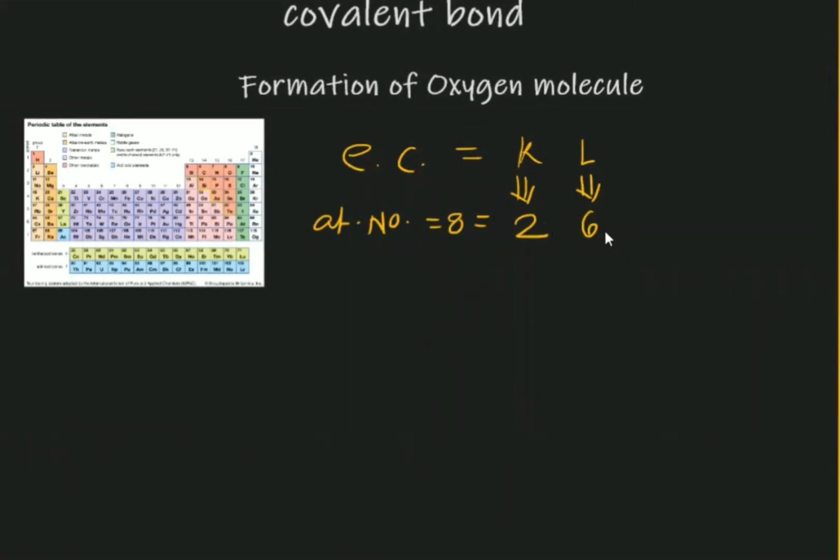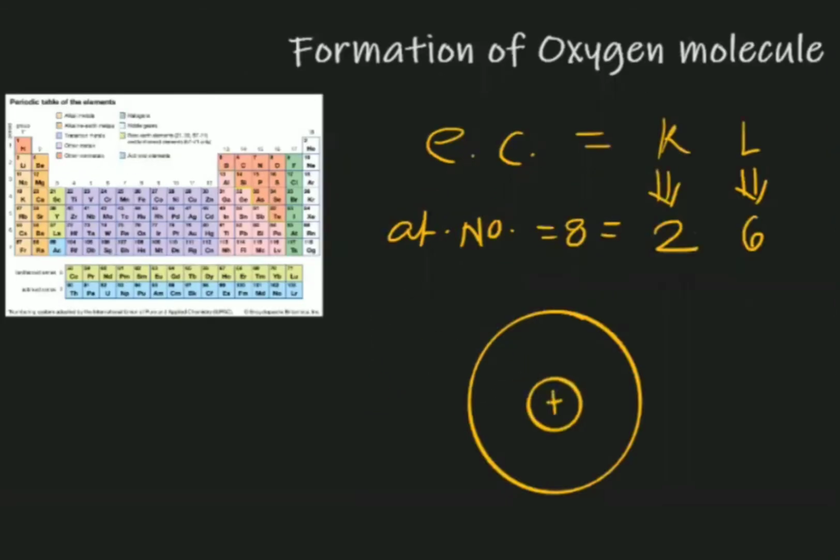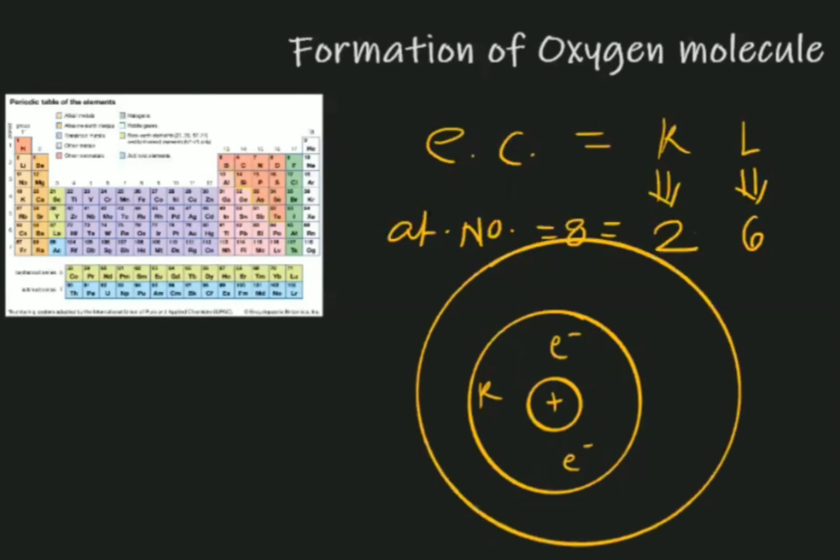Now in this case, we can see the 6 electrons are present in its outermost shell. It means that it requires 2 more electrons to fulfill its octet, to achieve stability or to attain the nearest noble gas configuration. So let's draw the probable diagram of the oxygen atom. Here is one atom which will have a nucleus with protons, and 2 electrons will be present in the first shell, the K shell, and the remaining 6 electrons are present in the outermost shell.